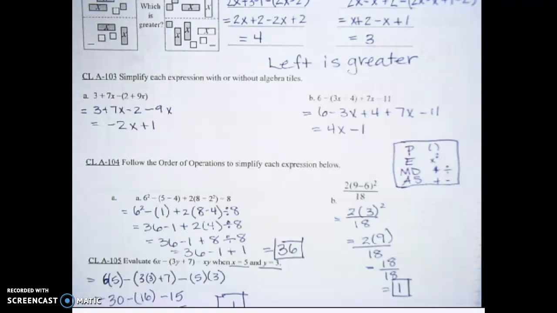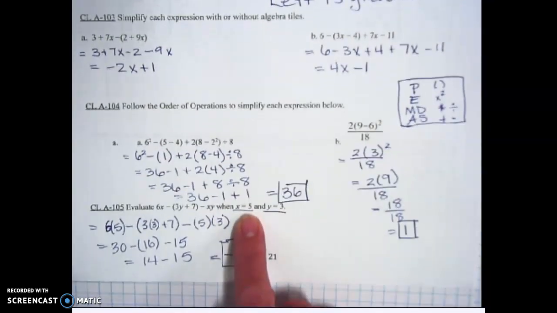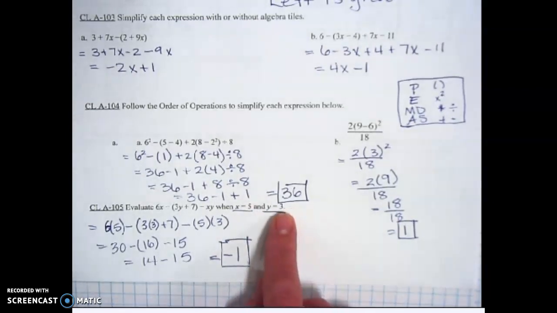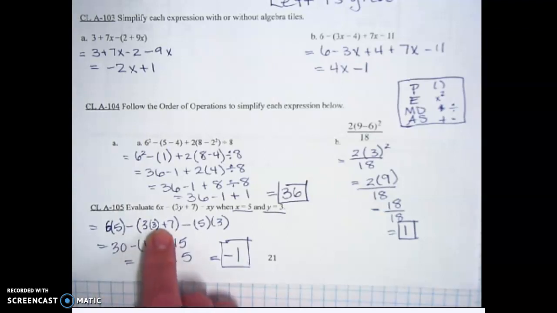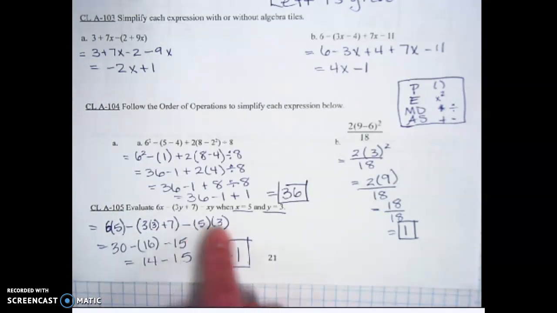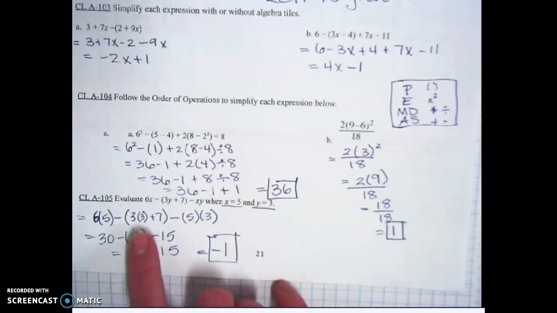All right, down to question 105. This time they want you to plug in the 5 wherever you see x, and they want you to plug in the 3 wherever you see y. So I got 6 times 5 minus 3 times 3 plus 7 minus 5 times 3 just by plugging in the numbers. So then I simplified in these parentheses.